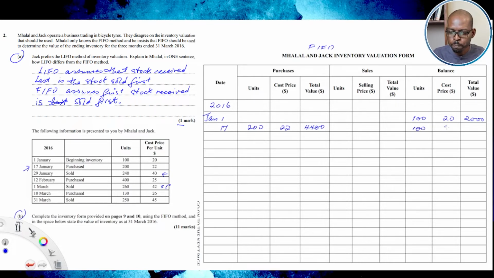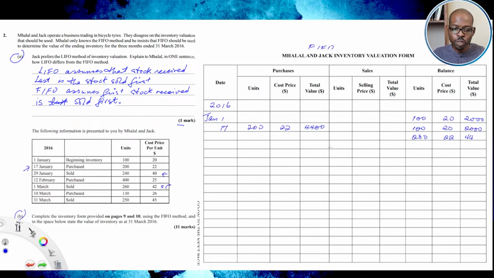100, 2,000 dollars, and we also incorporate this 200 at 22, which gives you 44. Okay. All right, so we get down to the next transaction, which is on the 29th.